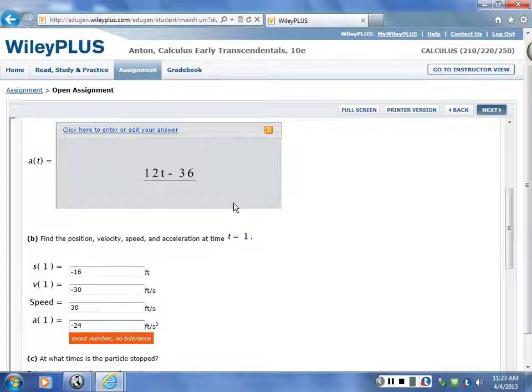So what this means is the particle is at the position on the graph of minus 16 when time equals 1. The velocity is negative 30 feet per second, so it's going in a negative direction at 30 feet per second. The speed, obviously, is 30 feet per second, so that's how fast it's going. And the acceleration is minus 24, so it's accelerating minus 24 feet per second. So it's decreasing still, right?